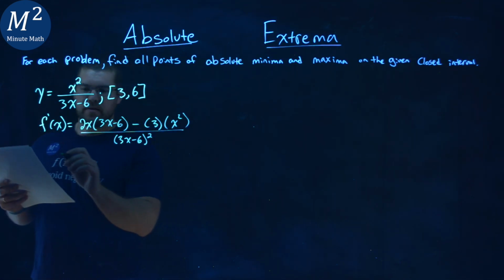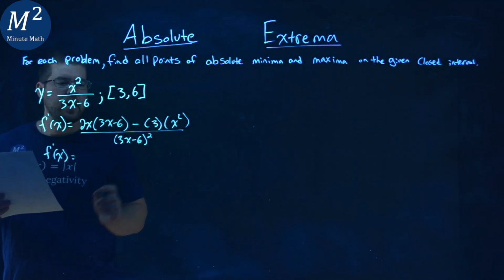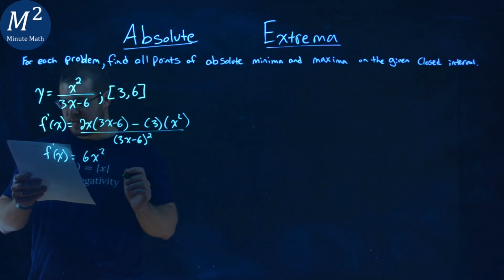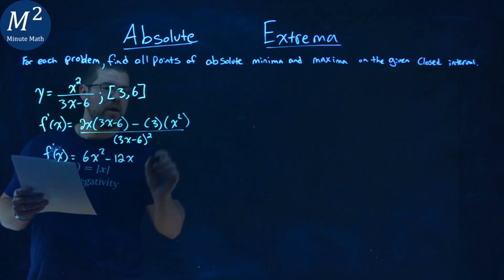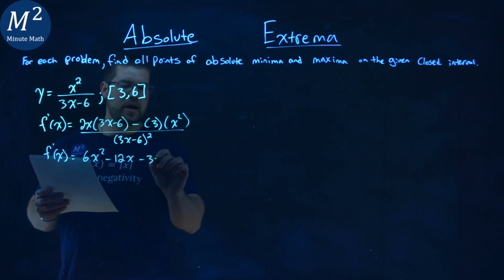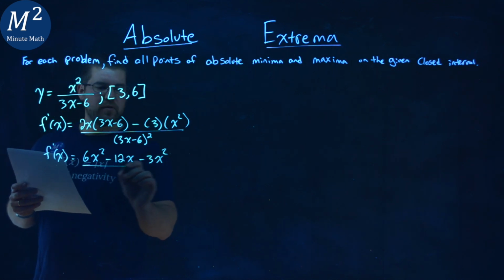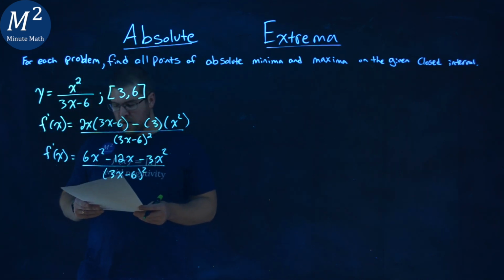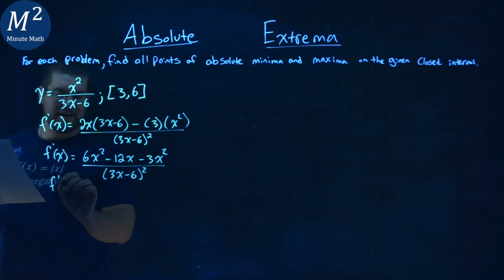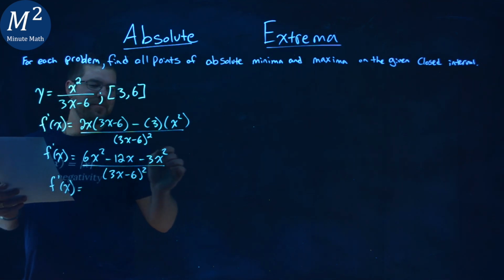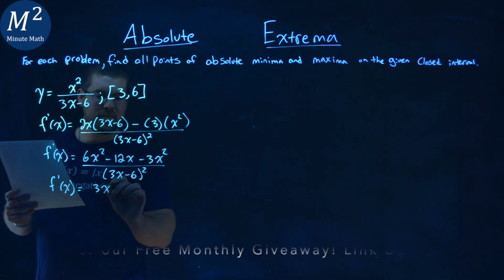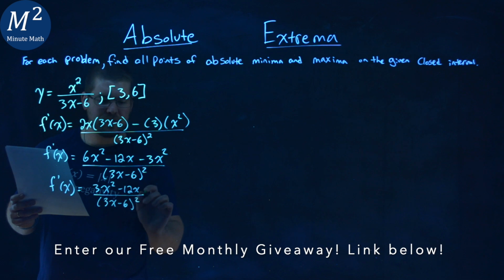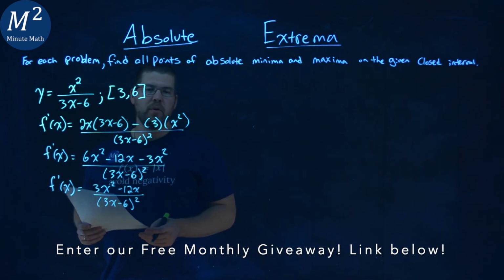From there, we need to simplify this a little bit, so we have f prime of x here, and we multiply this out. 2x times 3x is 6x squared, and 2x times minus 6 is minus 12x. And 3 times x squared is 3x squared, so we subtract 3x squared here, all over that denominator squared, (3x minus 6) squared. From there, we keep on simplifying. 6x squared minus 3x squared in the numerator is just 3x squared minus 12x, all over (3x minus 6) squared.